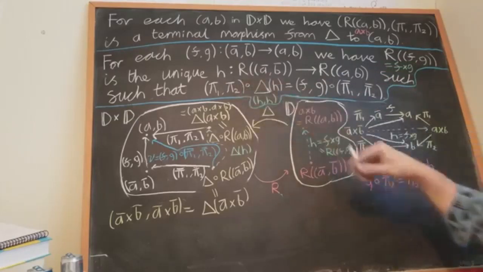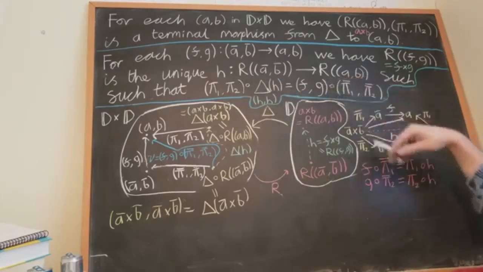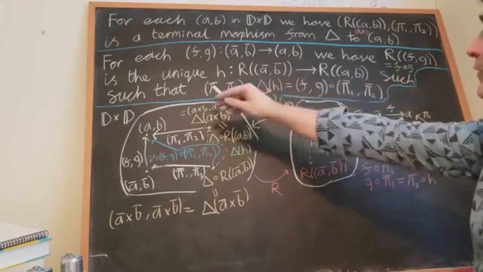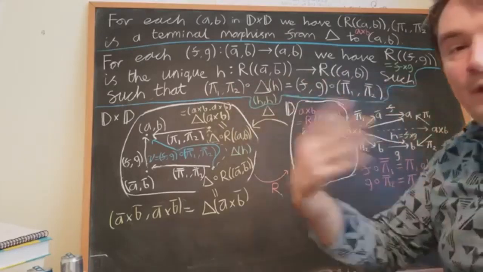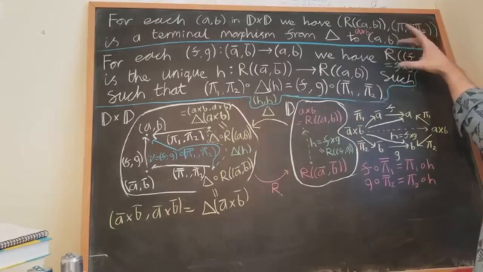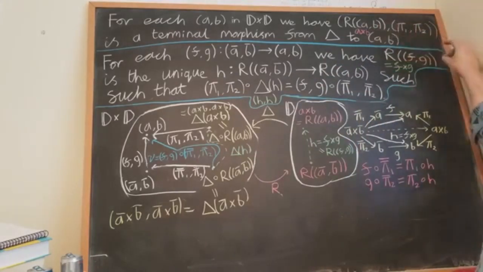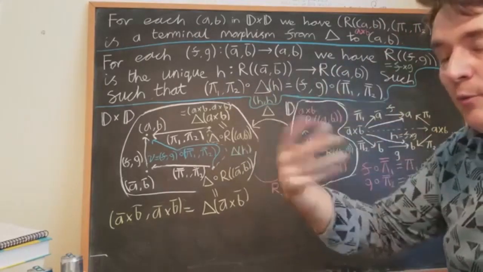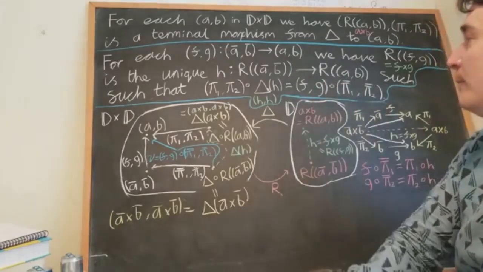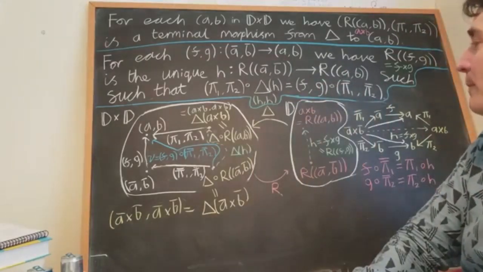And pi 2 after h is g after pi 2 bar. So this is exactly what we want. So all this is boiling down to is saying that this is the way that we define the categorical product of a pair of arrows. Okay, it's this setup.